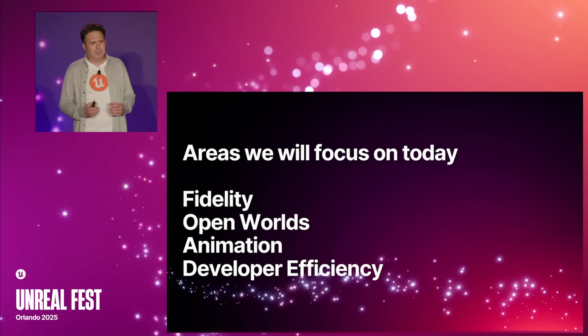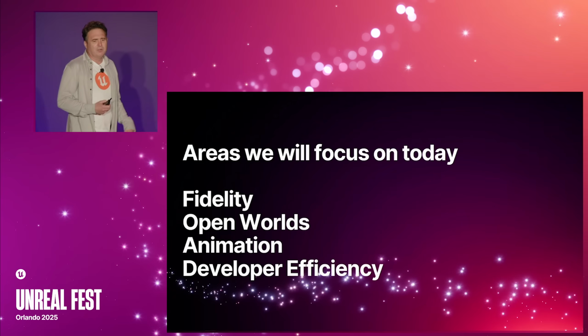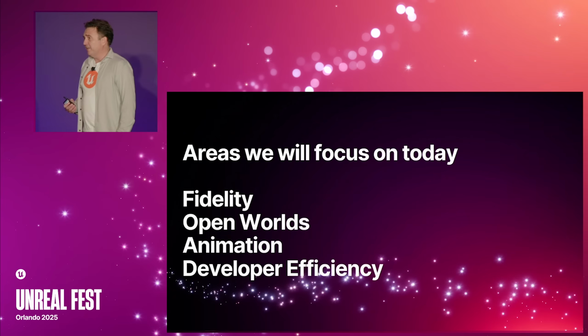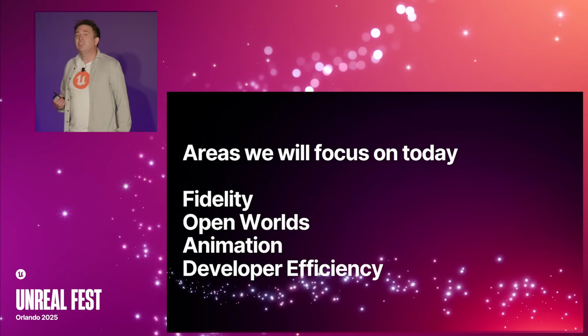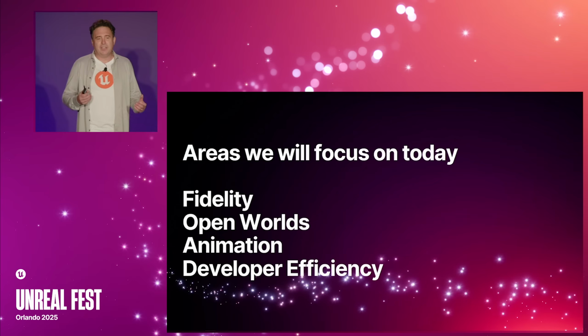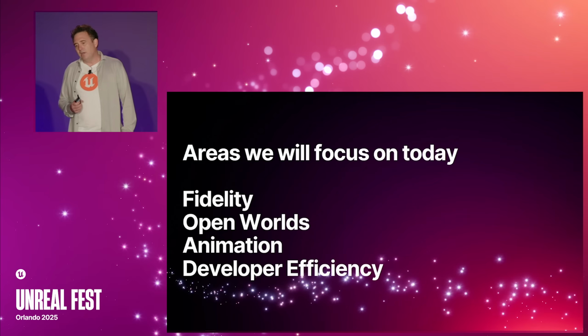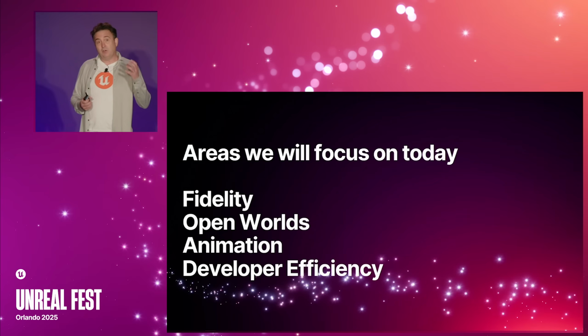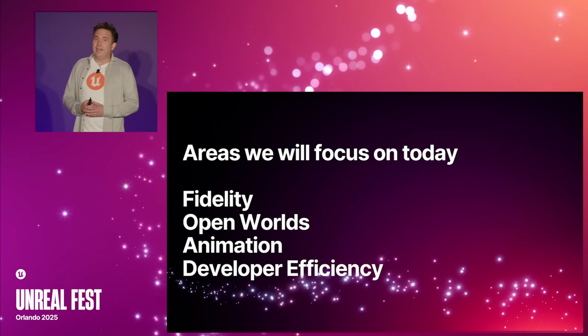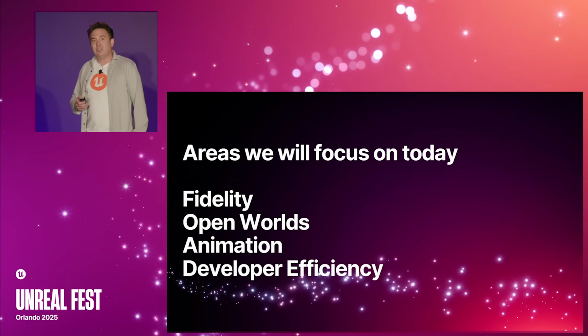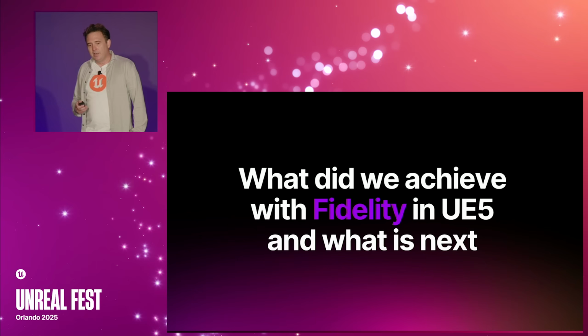Fidelity, right? Quality of the picture, of the sim, of the living world and all that. Open worlds, right? How do we efficiently make these things, and how do we actually deliver on that? Animation, both the authoring tool pipeline, but also the runtime. And then, last but certainly not least, and really importantly, dev efficiency. Let's make these games faster than we're doing right now.